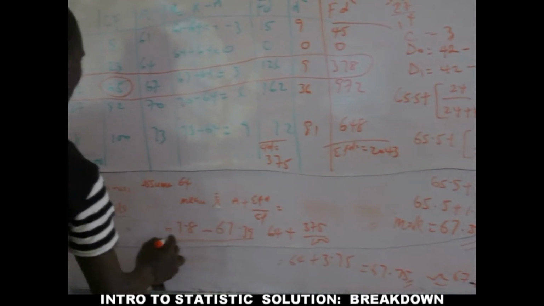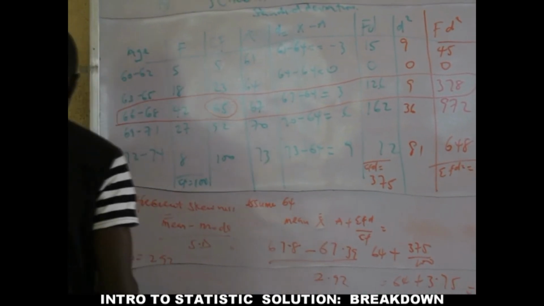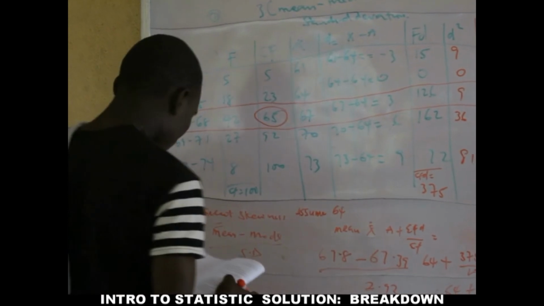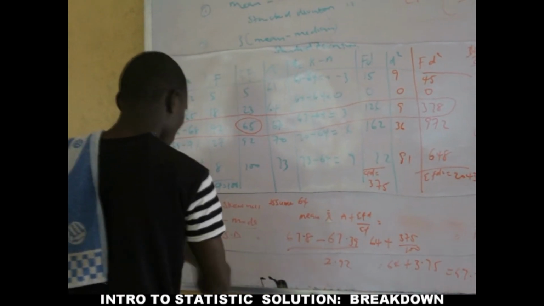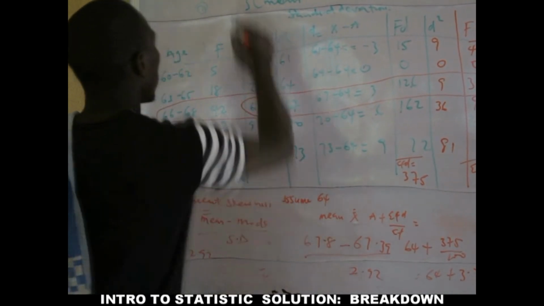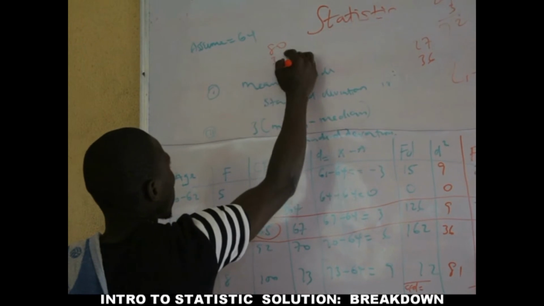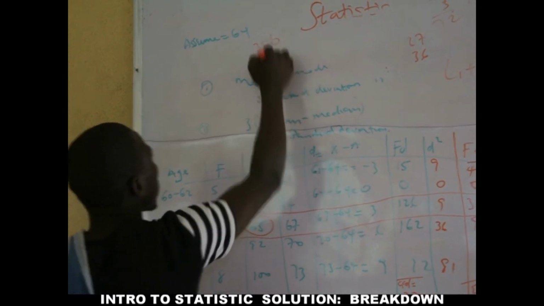67.39 divided by what? 2.92 divided by 2.92. If you minus this one, it will give you what? 70. If you minus this, what? 80.39.